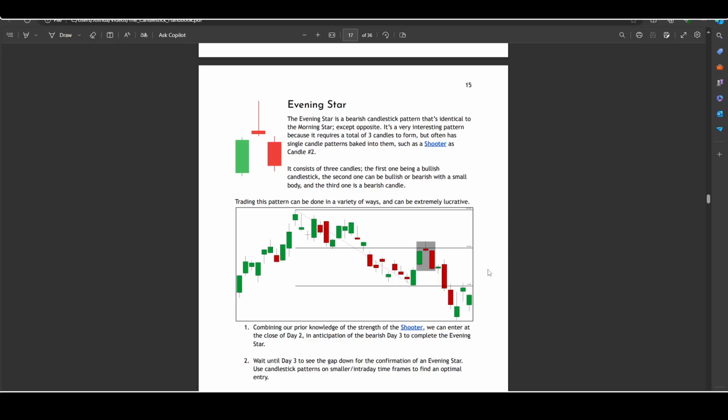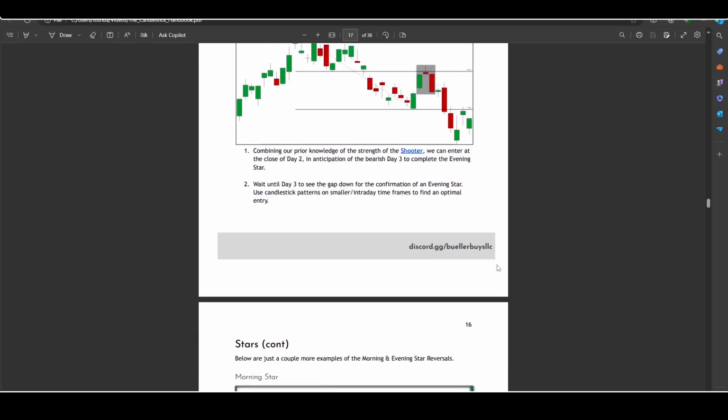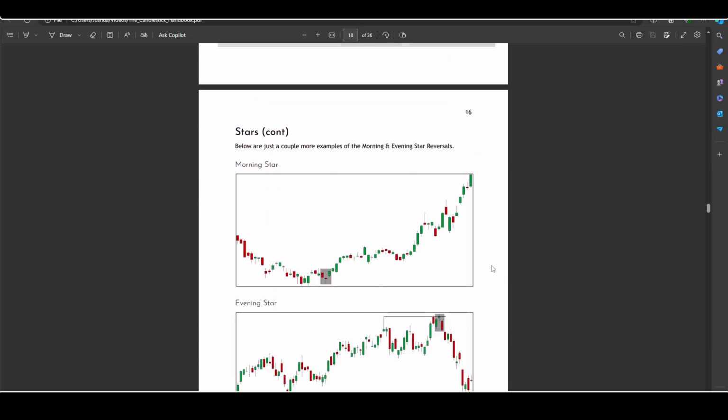Trading this pattern can be done in a variety of ways and can be extremely lucrative. Combining our prior knowledge of the strength of the shooter, we can enter at the close of day 2 in anticipation of a bearish day 3 to complete the evening star. Or wait until day 3 to see the gap down for the confirmation of an evening star. Use candlestick patterns on small/intraday timeframes to find an optimal entry, just like we explained on the previous example, except you're going to be going to the downside on this one. Again, every candlestick pattern that we're going to be going through has an opposite.